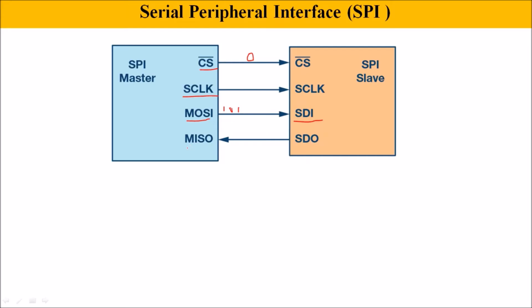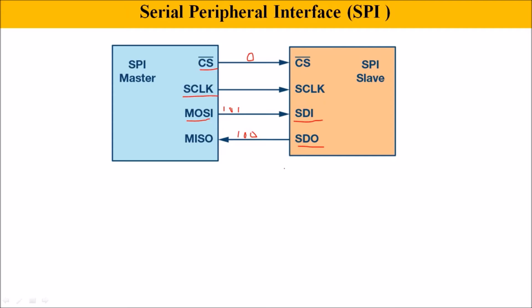The next terminal is MISO. MISO is the master in slave out terminal. So the master receives data serially through this terminal, and this data is transmitted by the SDO terminal of the slave, that is the slave data out terminal.